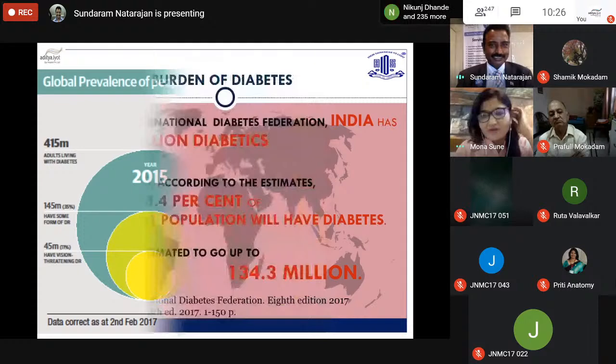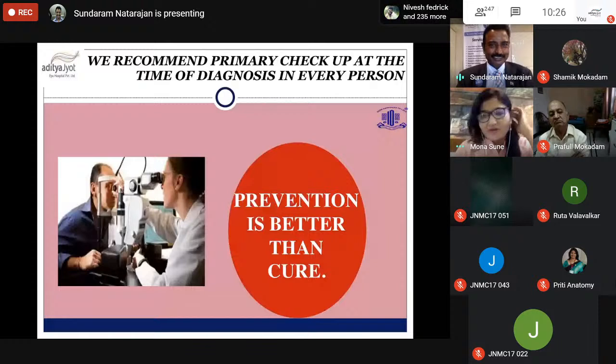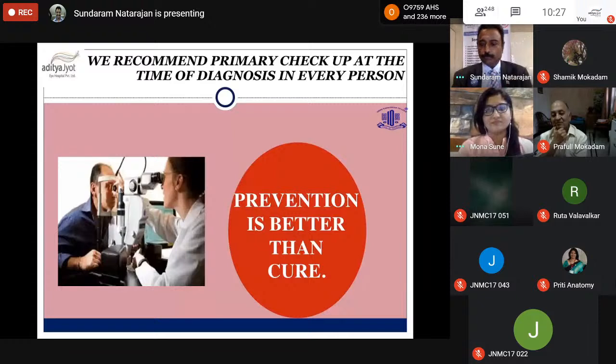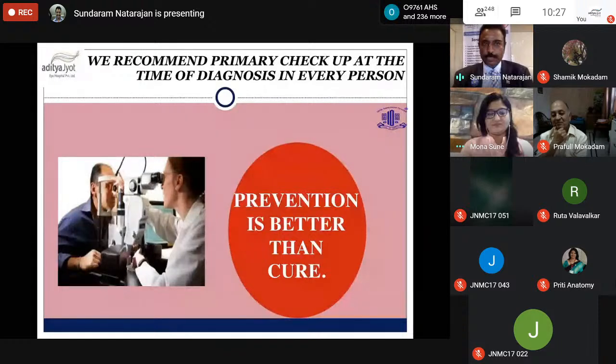So I want to say that we recommend primary checkup at the time of diagnosis in every individual. As soon as you diagnose diabetes, check the retina. Whatever the public says, you change the concept. What is the concept? Spend whatever rupees. It may take 50 rupees for somebody, 500 rupees, or if you come to me, 5,000 rupees to take a fundus photograph. Government is doing it free under the National Control for Prevention of Blindness. I'm sure Nagpur Medical College is doing it free. You go to private, you pay.